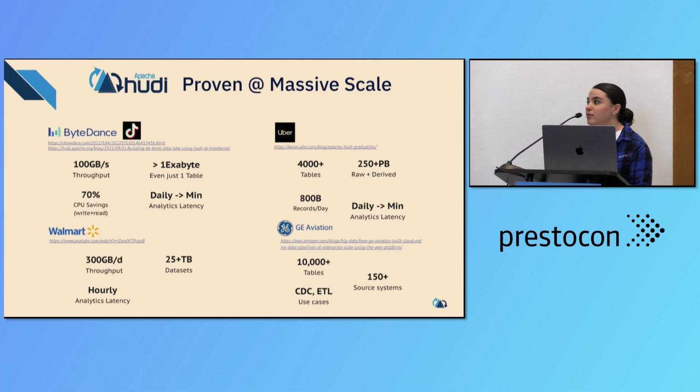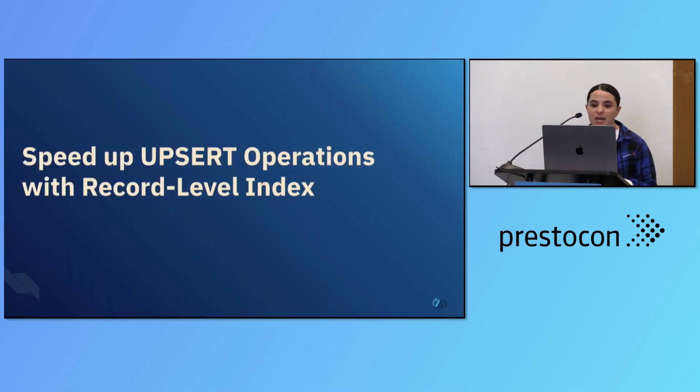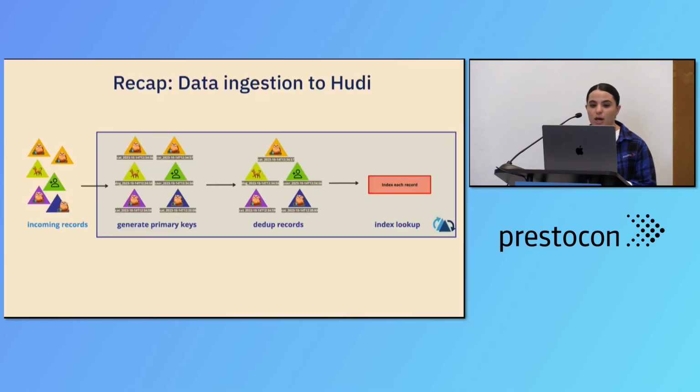So Hudi is proven at massive scale. ByteDance, TikTok, Uber, Walmart, GE, and so many more are using Hudi for their mission-critical apps. In particular, at ByteDance, Hudi is being used at exabyte scale for a single table. Even at this level, Hudi is able to bring down the latency from days to minutes. One of the ways it's able to do this is through its record level index. So one of the ways you can get fast analytics is leveraging Hudi's record level index, which improves data freshness and query performance for point lookups.